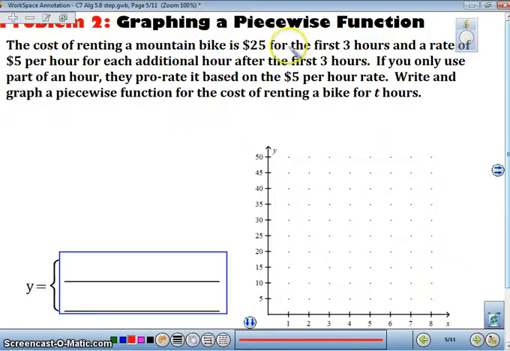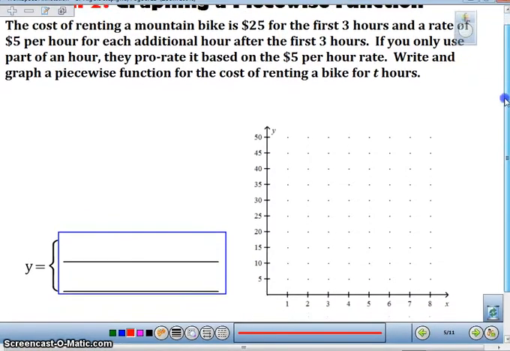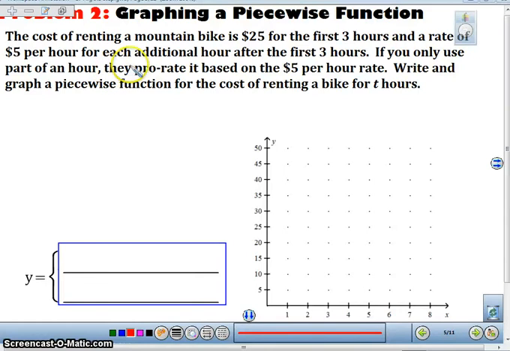The ones that we are going to be graphing are very similar to the one with the postage stamp, and that's what we're going to do in these next 2 examples. It says the cost of renting a mountain bike is $25 for the first 3 hours and $5 for each additional hour. If you use only part of an hour, they prorate it at the $5 per hour rate. Write a graph of the piecewise function and think about the cost for t hours.